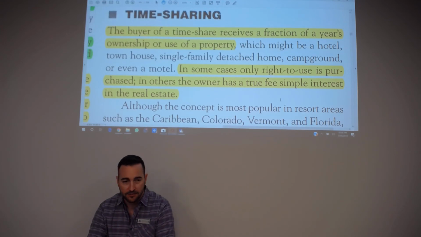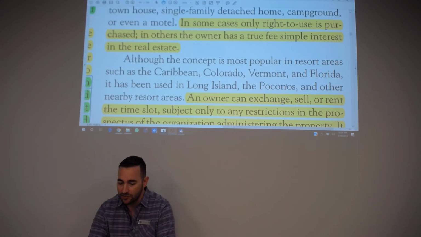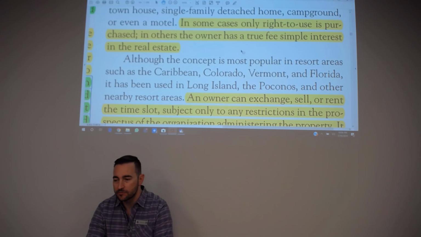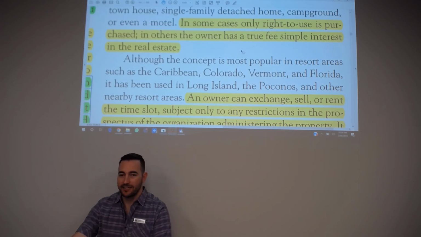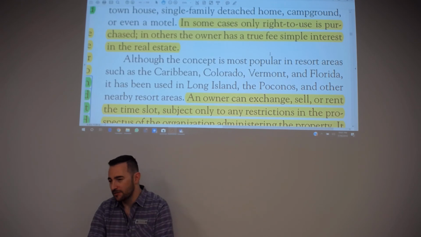Now, in some cases, only the right to use is purchased. In others, the owner has true fee simple interest in real estate. What is fee simple ownership? We have fee simple, we have fee determinable, and life estates. Fee simple, it's simple. You're the owner and nobody can take it away from you. It could be one owner, it could be 2, 3, or 10.